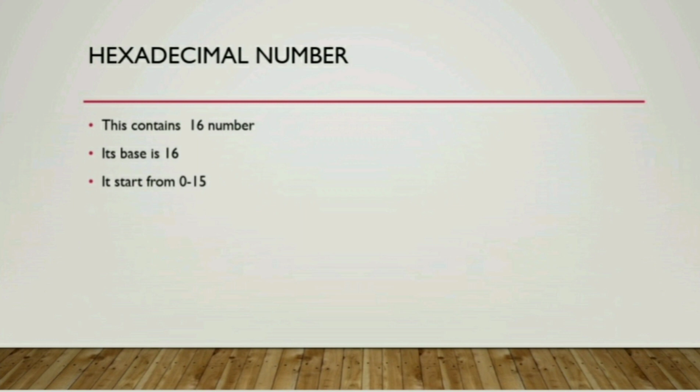So A, B, C, D, E, F represent 10, 11, 12, 13, 14, 15. We use alphabets after 9 in the hexadecimal number system.